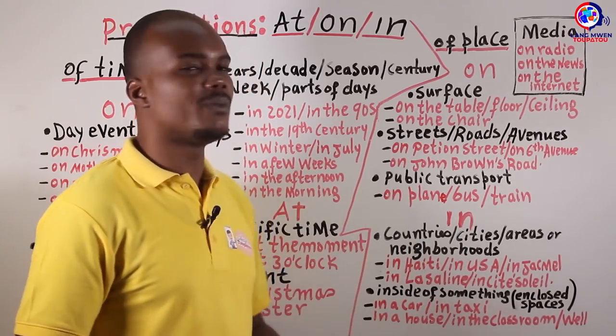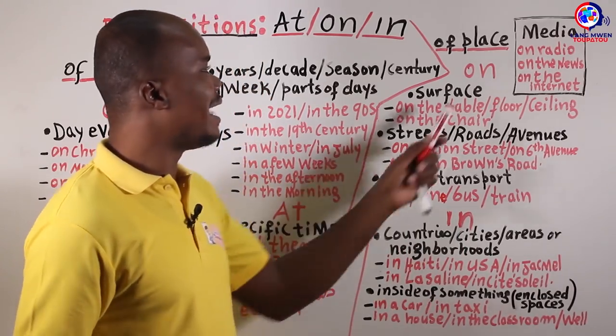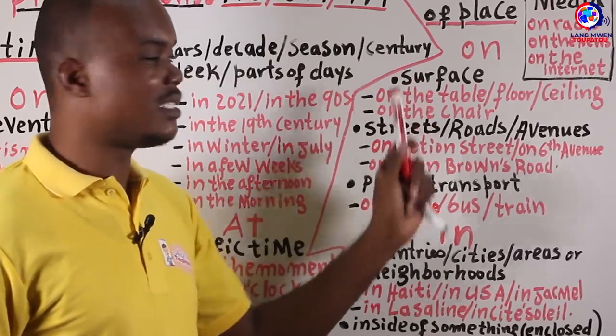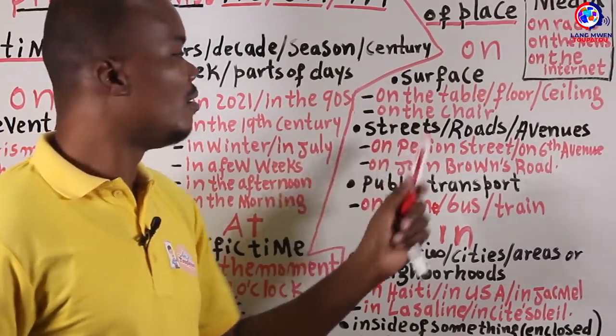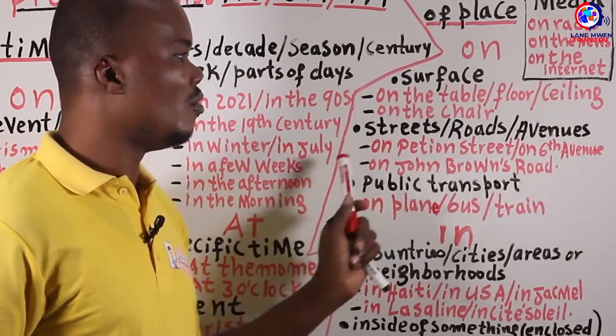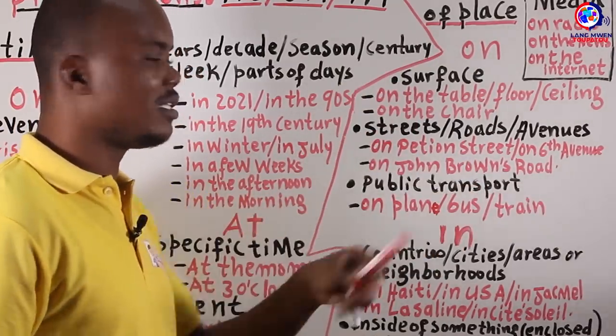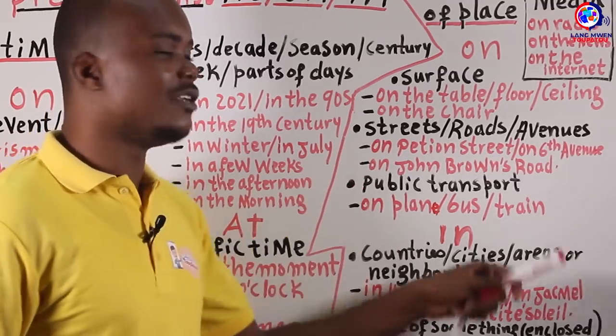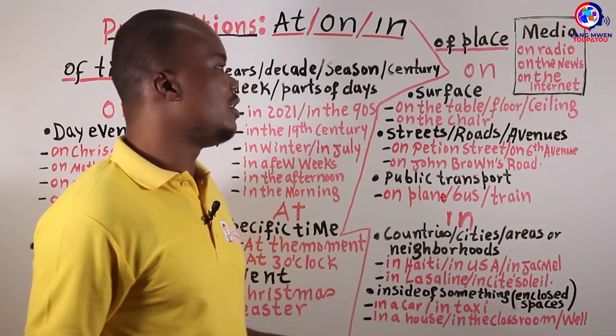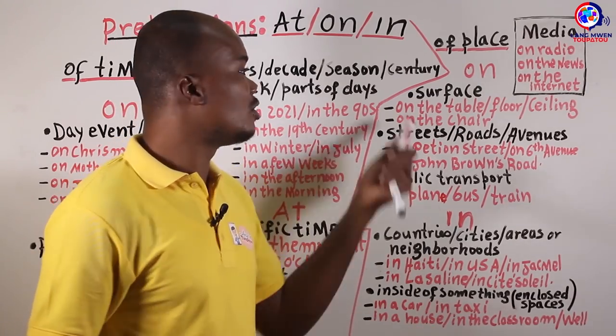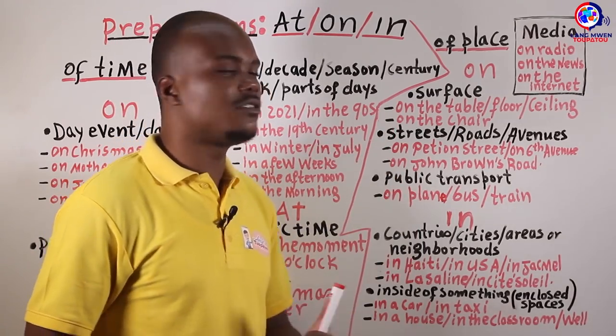Donc, on peut utiliser la préposition on pour parler de surface, comme préposition de lieu, pour parler de rue, ou bien de route, avenue, etc. On l'utilise aussi pour parler de transport public. You see, we can use preposition on before surface, street, public transport.